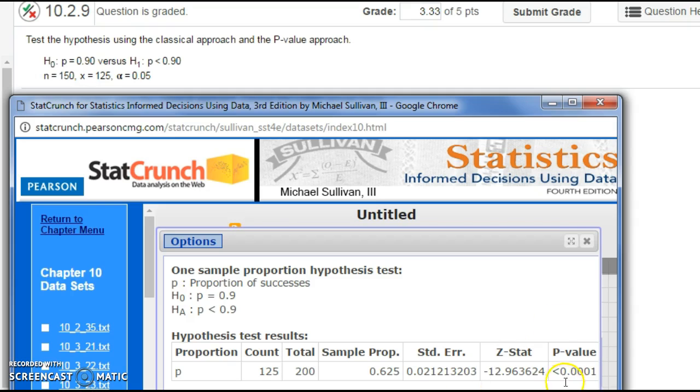So, based on that being so rare, it's more likely that this null hypothesis is just incorrect and we should reject it in favor of the alternative hypothesis. But yeah, there's your p-value, there's your test statistic. StatCrunch shows it to you right there once you hit compute.